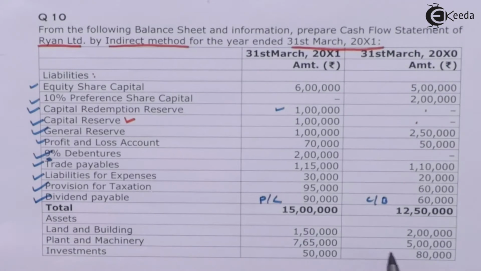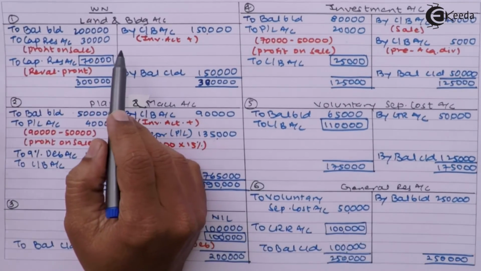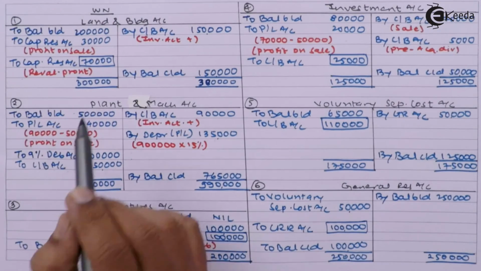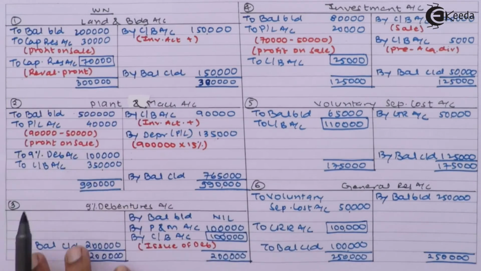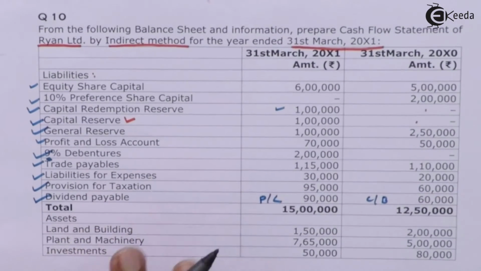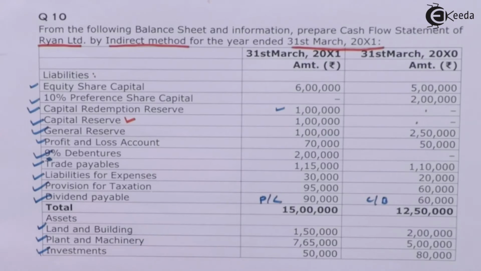Asset side, land and building, I hope we have prepared an account. Just for your knowledge, हम लोगों ने already land and building account बनाया था. तो done. Plant and machinery account भी बनाया था, investment account भी बनाया था.